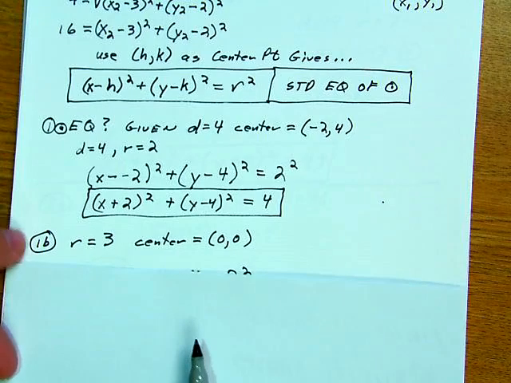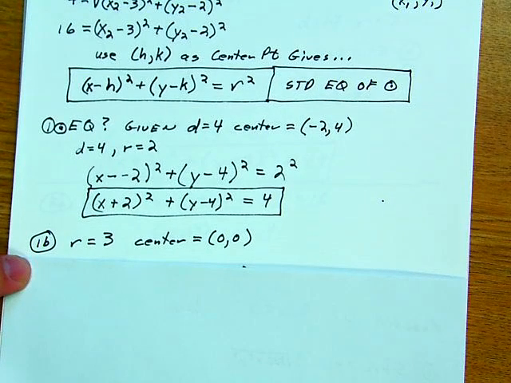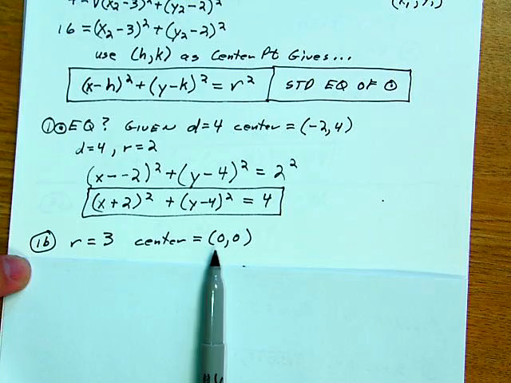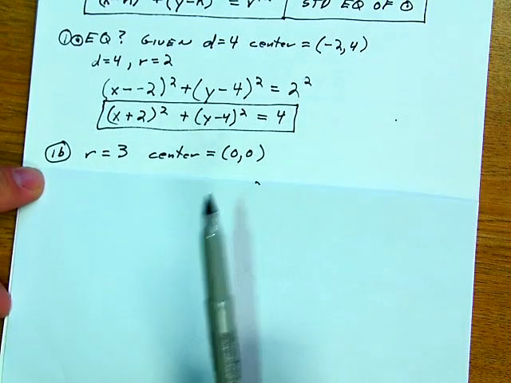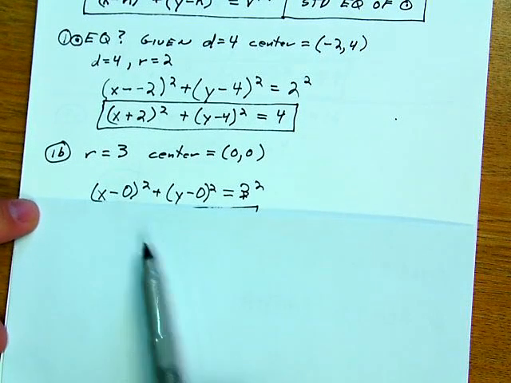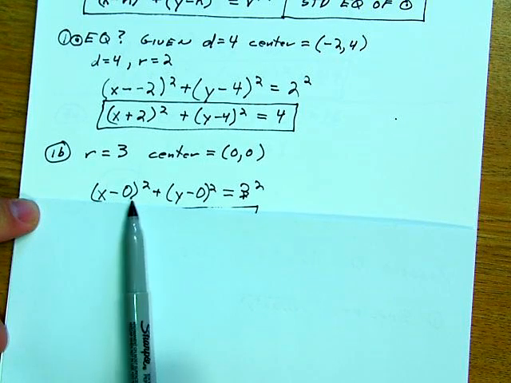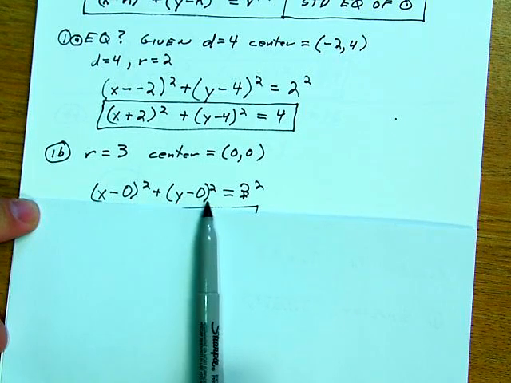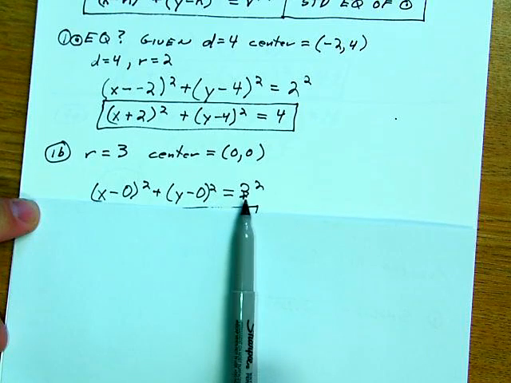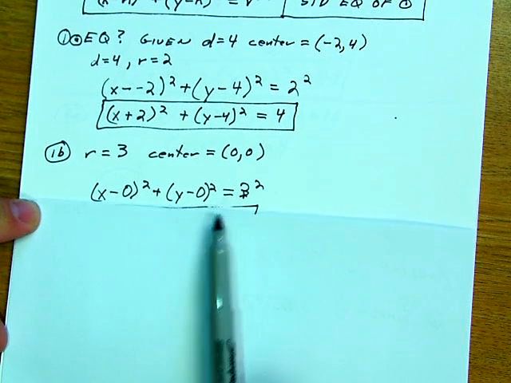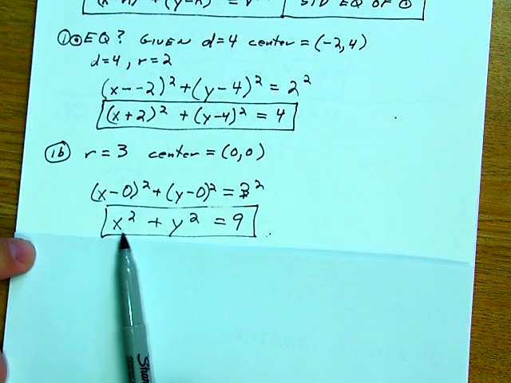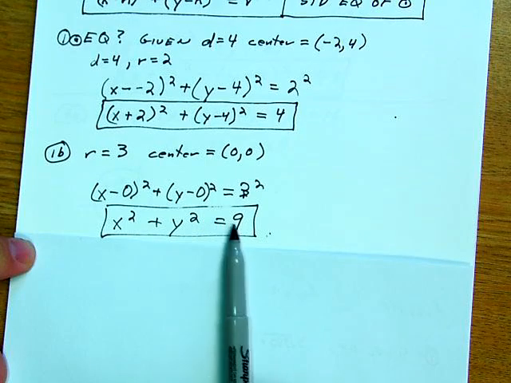Let's try that again with another example. This time it's pretty simple. r equals 3, and our center point is the origin. So since our center point is the origin, when we write out our standard h, k formula, it's x minus 0 squared plus y minus 0 squared equals my radius squared, 3 squared. And you simplify that down to x squared plus y squared equals 9.